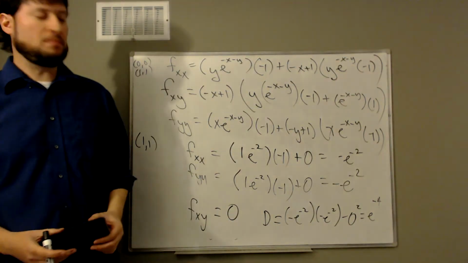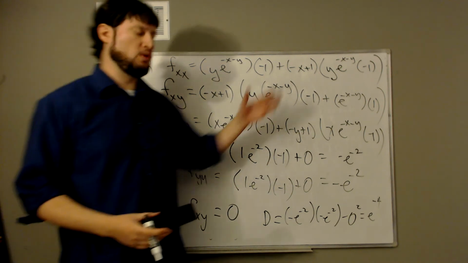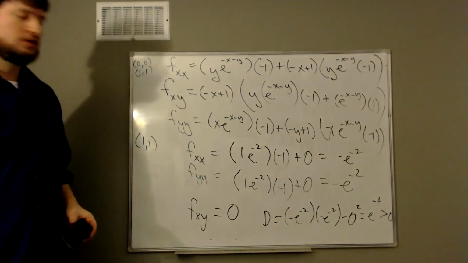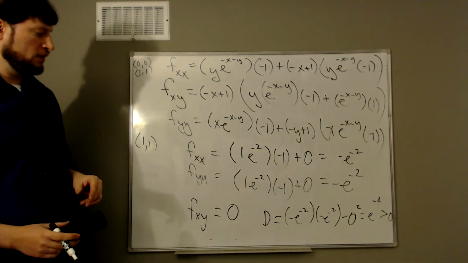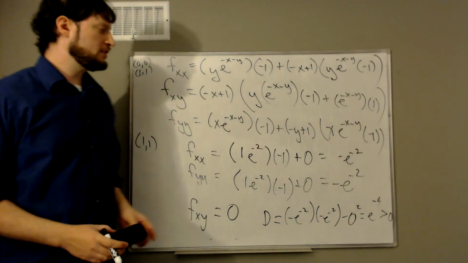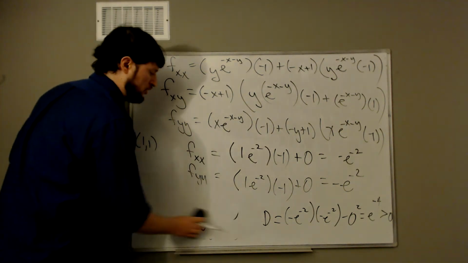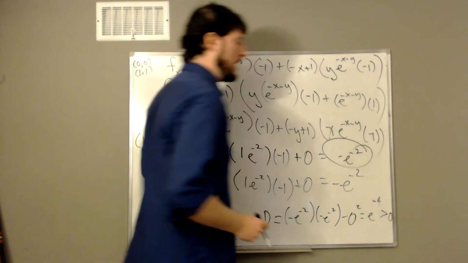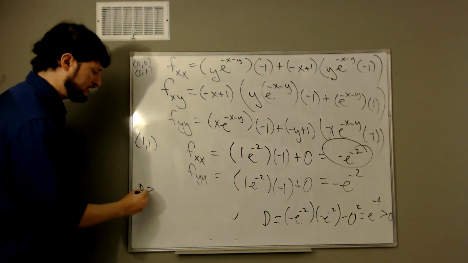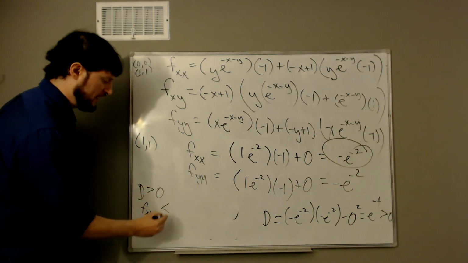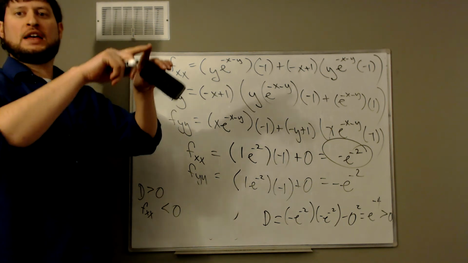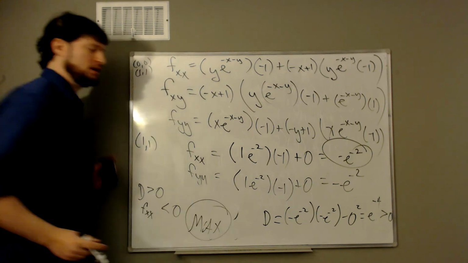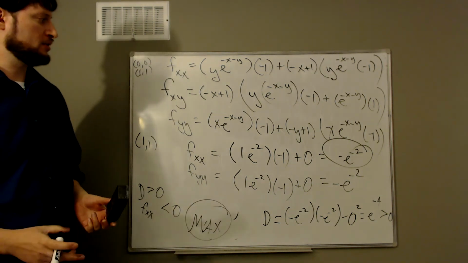But that e to the minus 4 doesn't mean it's a negative value, it's just 1 over e to the 4th, which is a positive number. So this is where we have to go into our second level. D is positive, so now I need to decide whether it's a max or a min by looking at just f sub xx. And f sub xx is negative, so D is positive, f sub xx is negative, so it's concave down, which means it's a max. Which is, again, what we saw on our Mathematica graph.